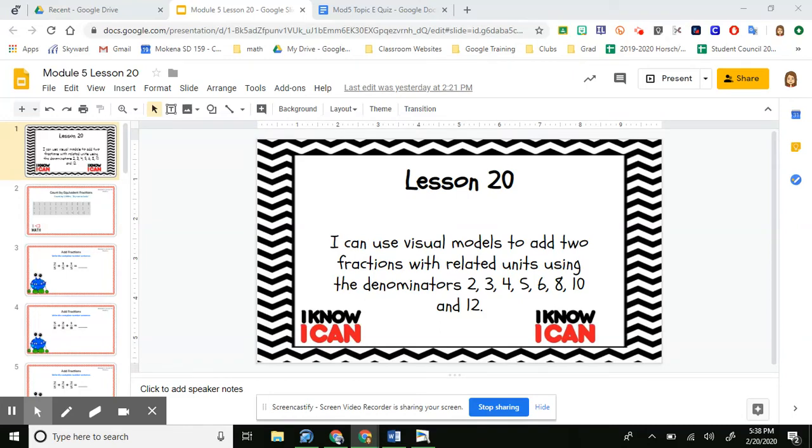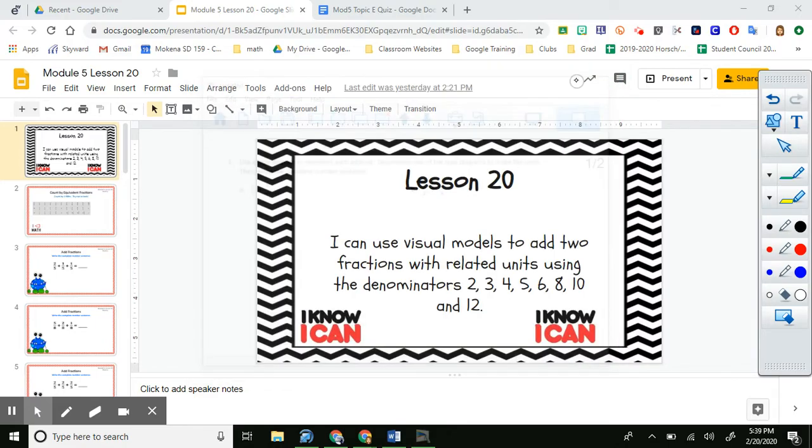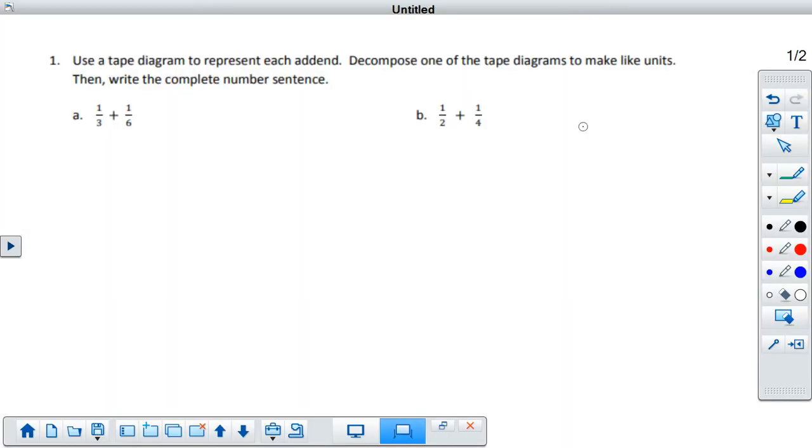I got a request to go over the homework a little bit with you guys, or do a review over today's lesson. I can use visual models to add two fractions with related units using the denominators 2, 3, 4, 5, 6, 8, 10, and 12. So I am going to share a couple of the problems that are on the homework to make sure that you're doing the work correctly.